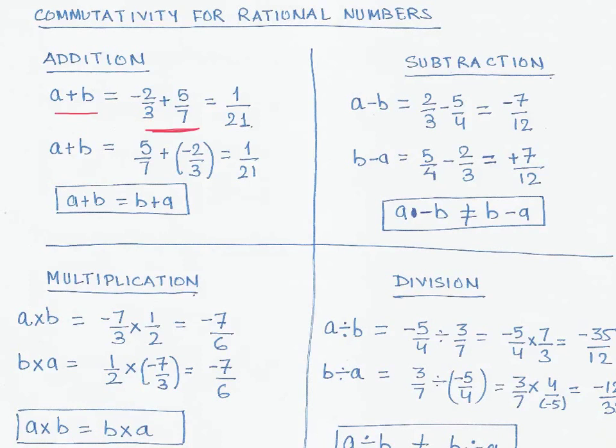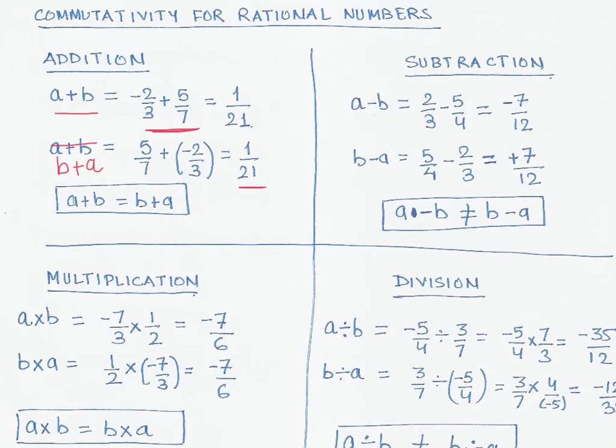That's what we get. And then what we do is we reverse the order of operation, that is we do b plus a. Let me just correct this over here. So this is actually b plus a. Okay, so now we are doing 5 by 7 plus minus 2 by 3, and when we simplify this by taking the LCM of the denominators and then multiplying the numerators as required to make the same denominator, we get the same number, 1 by 21.